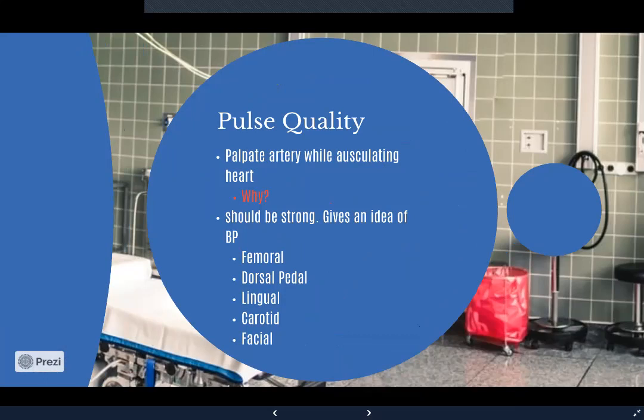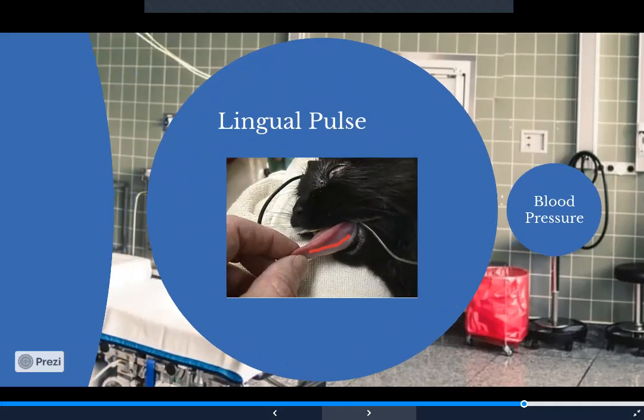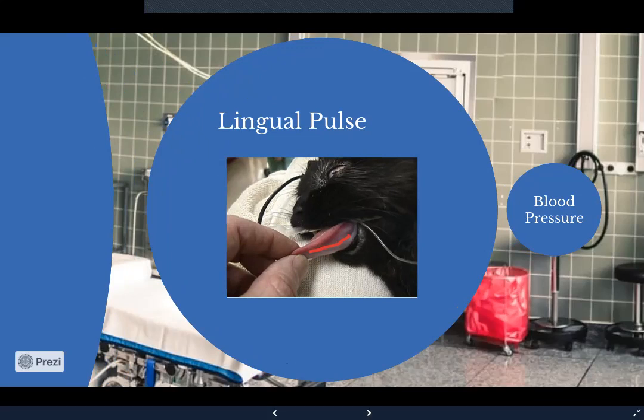So pulse quality, so palpate that artery, and also auscultate the animal, right? The reason why, obviously, we're looking for pulse deficits. So obviously, we want it to be strong, but it gives us an idea of the blood pressure, right? So we can kind of tell what the blood pressure is going to be like. And we have to know how to feel the pulse in different areas of the body. So the femoral pulse, we can't just be like, oh, I can only feel the pulse in the femoral area. No, we should be able to feel the pulse in all different areas. So femoral pulse, dorsal pedal, lingual, carotid, or facial, obviously, in horses and stuff like that. We can't always feel facial in every animal, but sometimes the lingual pulse. So lingual pulse, I normally feel back here, but you should be able to feel it all up and down the tongue there. Obviously, don't do that in awake animals.